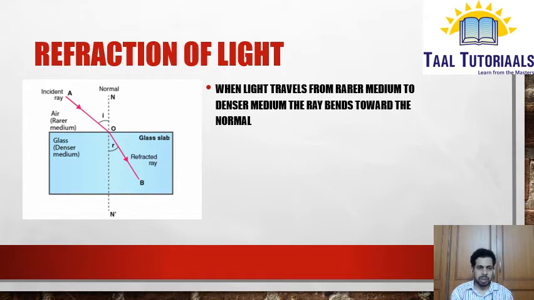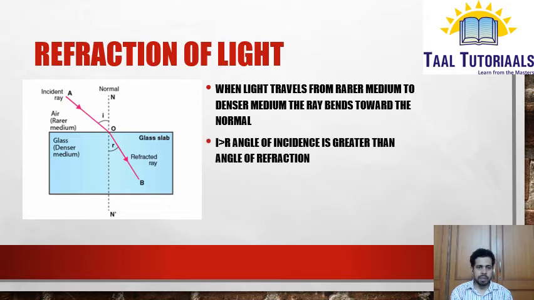For light also, it is difficult to move in the glass slab because it is optically denser, and in air it can move easily. So the speed of light will be more in air, so that is called the rarer medium. The speed of light will be less in glass when compared to air, so that is called the denser medium. So the light slows down and it bends towards the normal. Here the angle of incidence is greater than the angle of refraction.